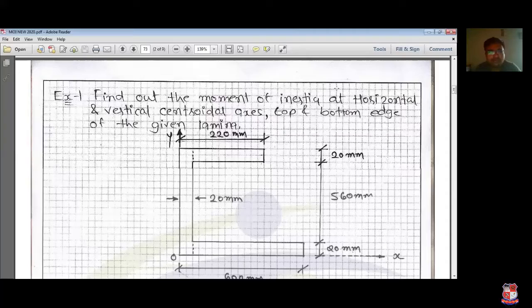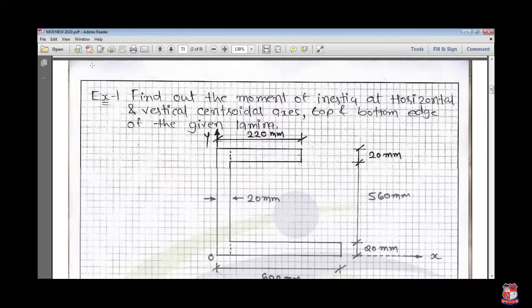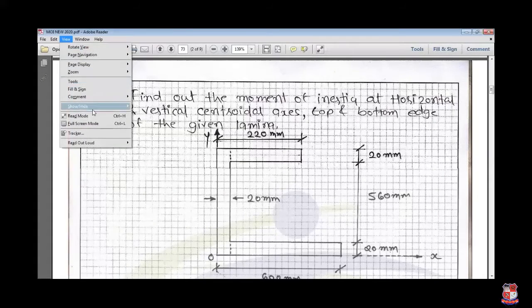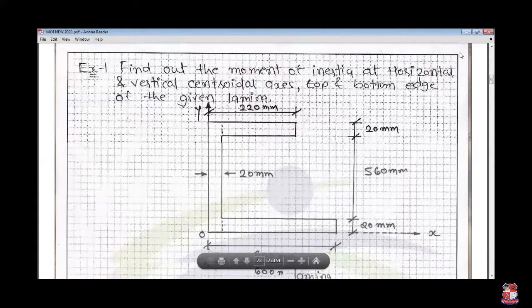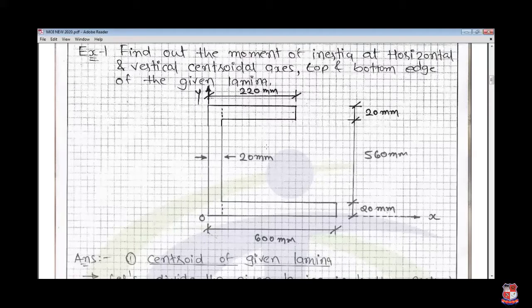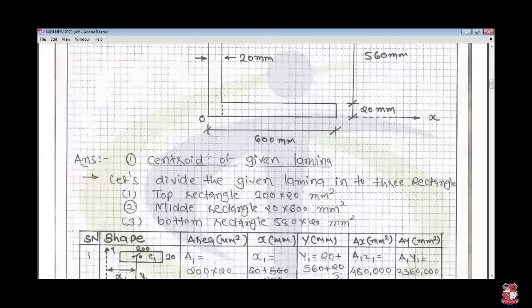Now we are seeing one example here. Find the moment of inertia about the horizontal, vertical, and the top and bottom edges of the given lamina. They have given one C-shaped lamina, but both flanges have different dimensions. You can observe one is 220, another is 600, and the thickness is 20 mm. You can see here.